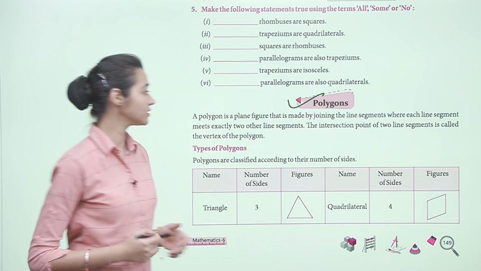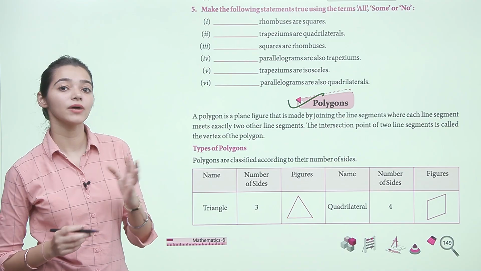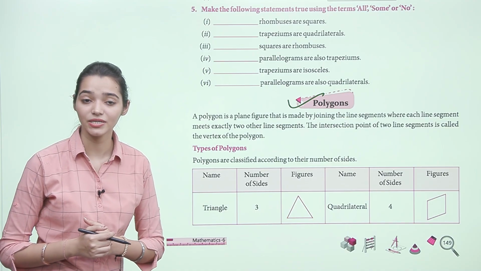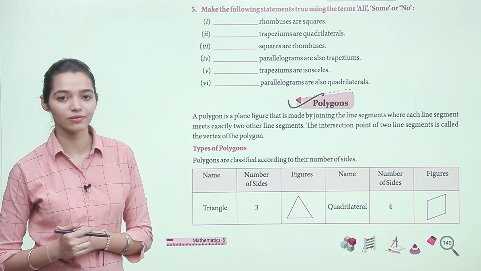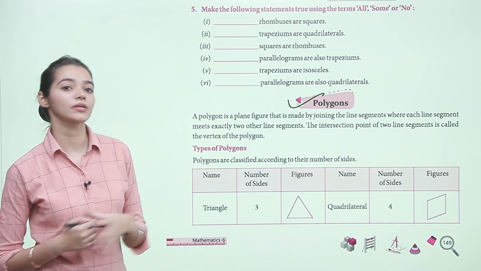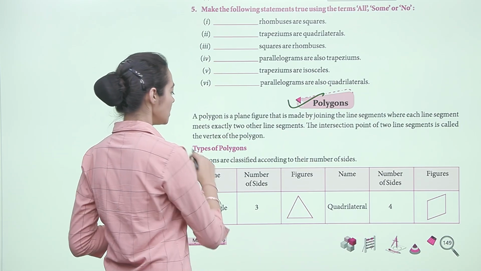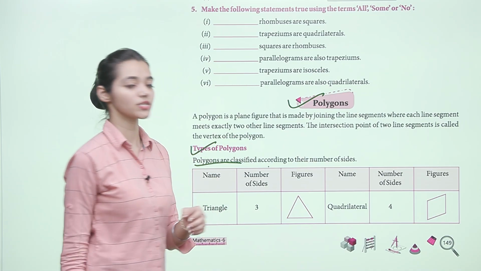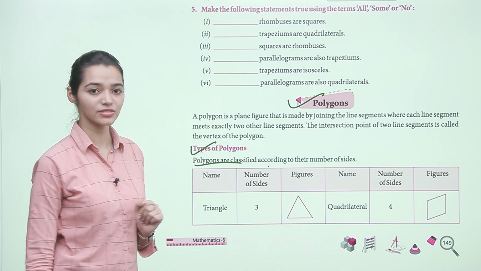Now let's start with the polygons. A polygon is a plane figure that is made by joining line segments where each line segment meets exactly 2 other line segments. So the intersection point of 2 line segments is called the vertex of the polygon. The types of polygon are classified according to their number of sides.